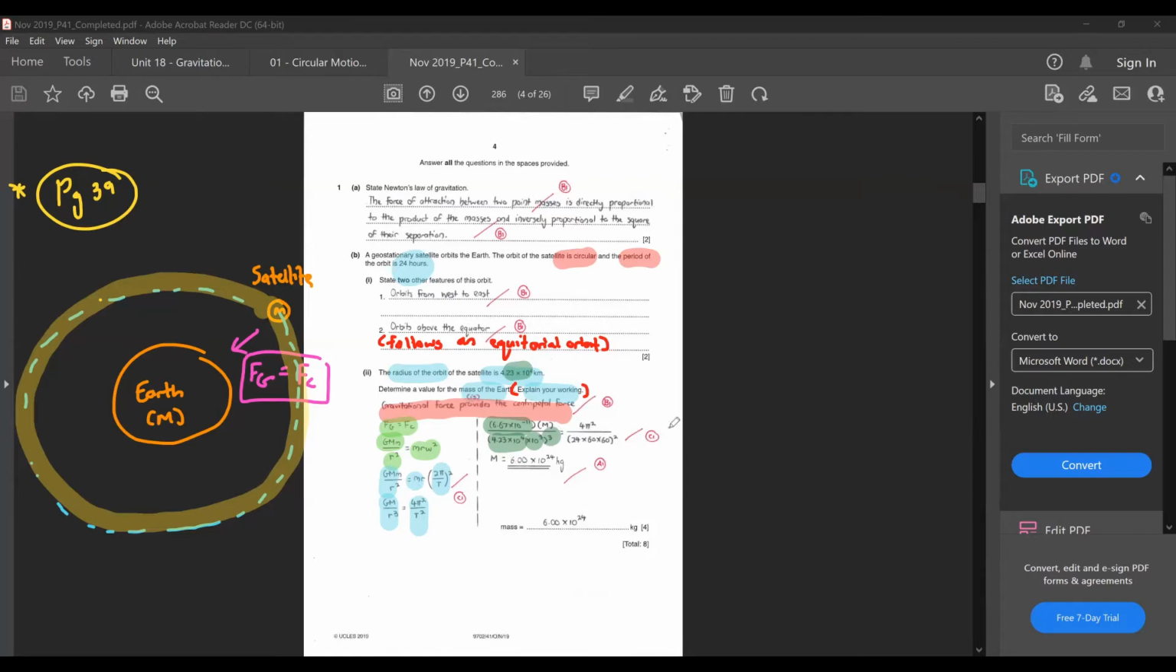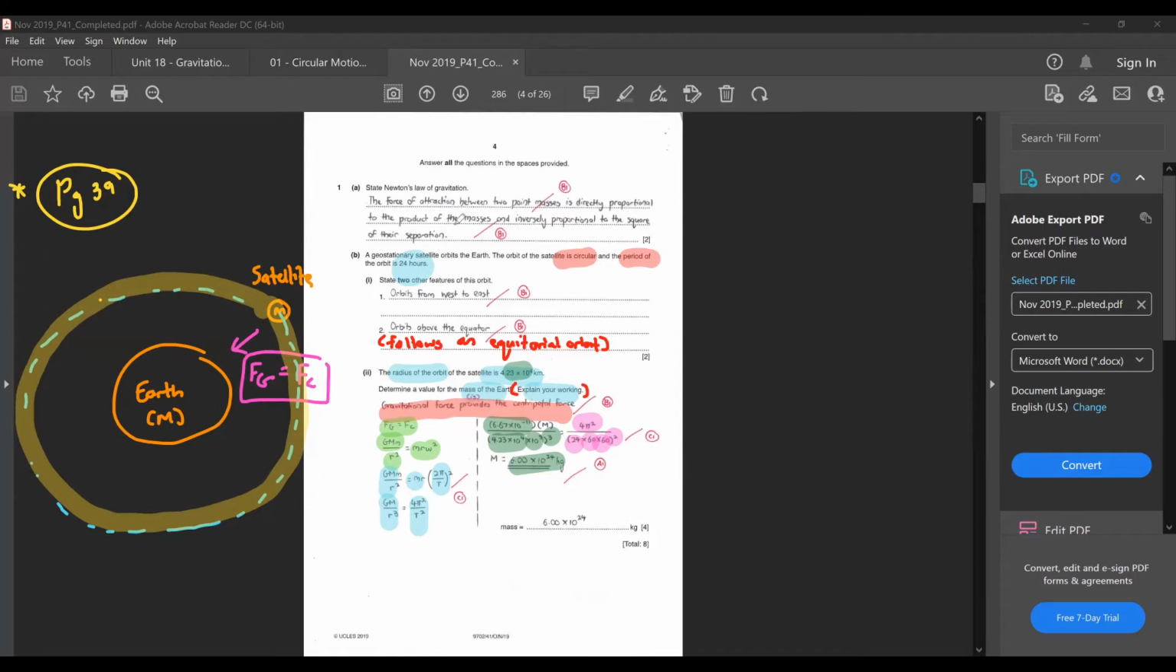And then the rest of the others, you have 4 pi squared. And then your period, 24 hours, change to minutes, change to seconds, and don't forget to square. So eventually, you will get your answer in kg as 6 times 10 power 24 kg. Okay, so this is a very simple example just to refresh your memory a little.